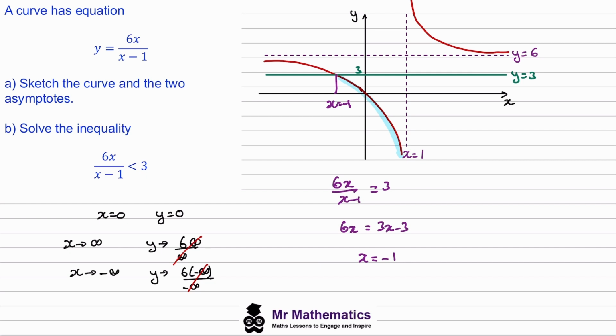So our solutions then lie from x equals negative 1 to x equals positive 1. So x must be less than 1, but greater than negative 1. Okay?